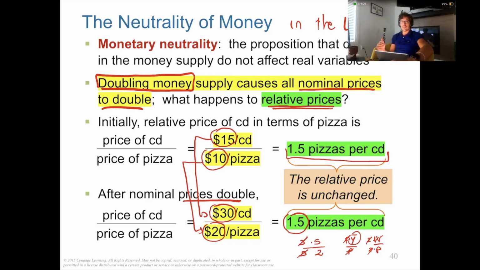Anything that is real, anything that has to do with relative quantities, like the real wage, which tells you how many goods you get per hour worked, all of these are unchanged when there is a change in a monetary phenomenon in the long run. Importantly, in the long run. We will see in chapter 20 that in the short run, things might change.